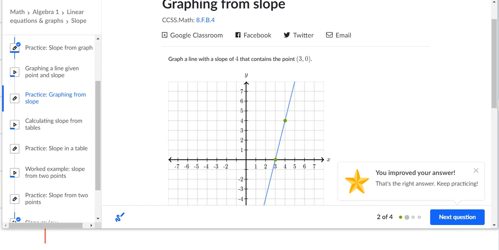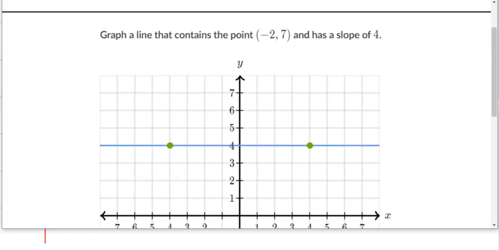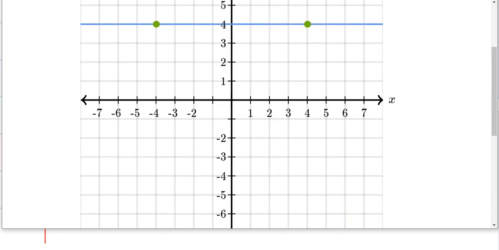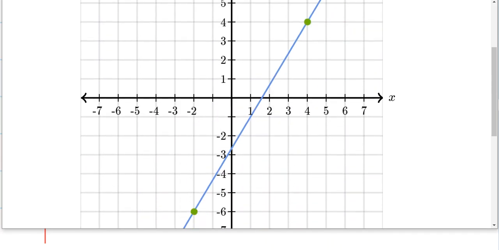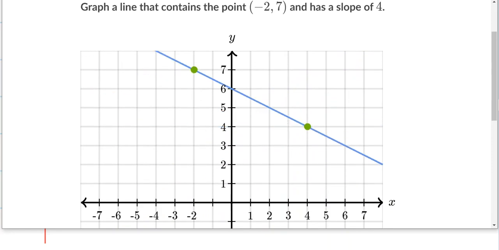Let's try another one. Okay, so this time, well, this is quite similar. We have a line that contains the point -2, 7 and a slope of 4. Well, I've already done the work on the separate page to show a slope of 4, so let's just start with the coordinate, -2, 7.